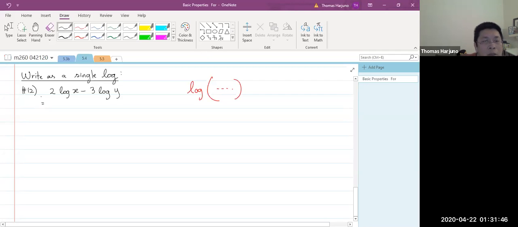We use property number 3 first to make it log of x squared minus log of y cubed. And then we do property number 2. We get log of x squared over y cubed. That's what we have now as a single log. Okay, that's for number 12. I think that one is quite easy. Number 14.